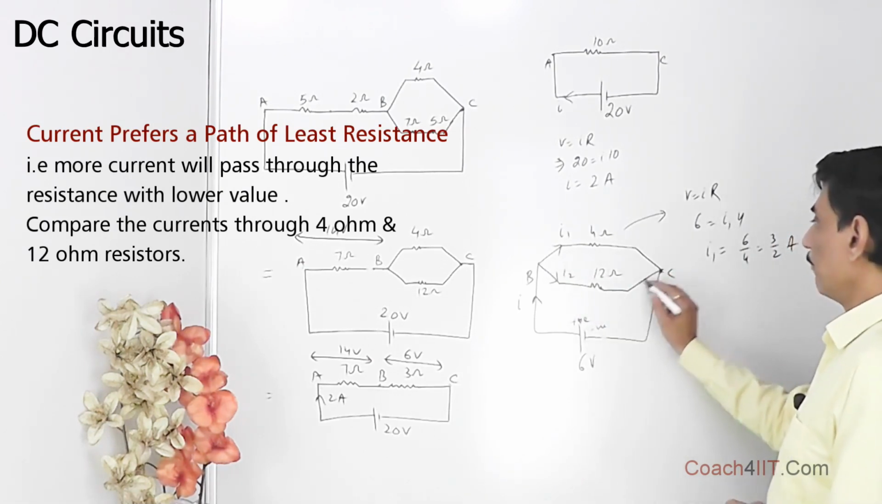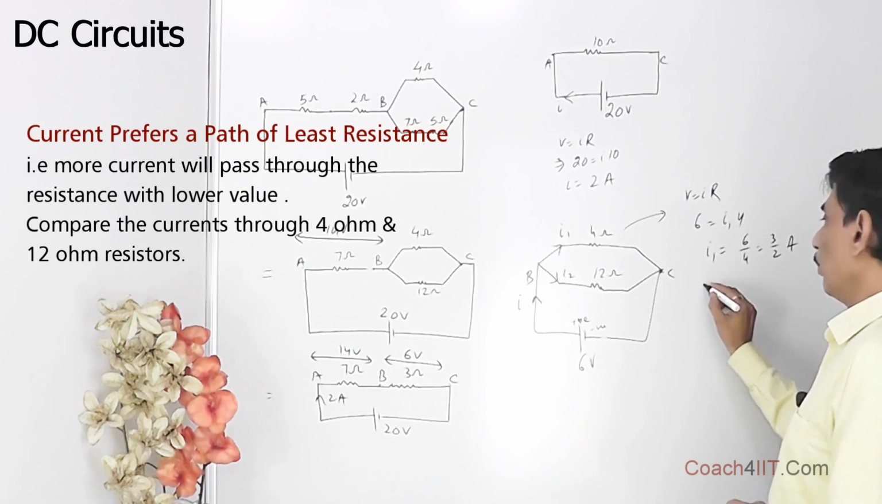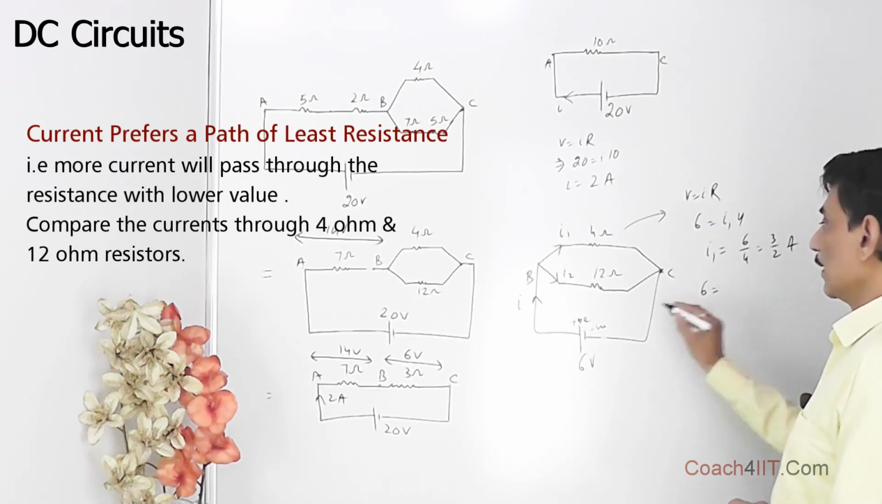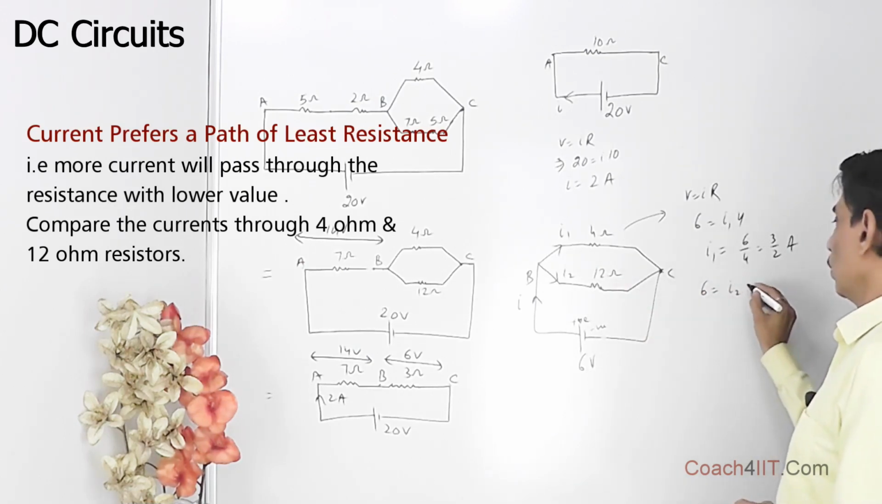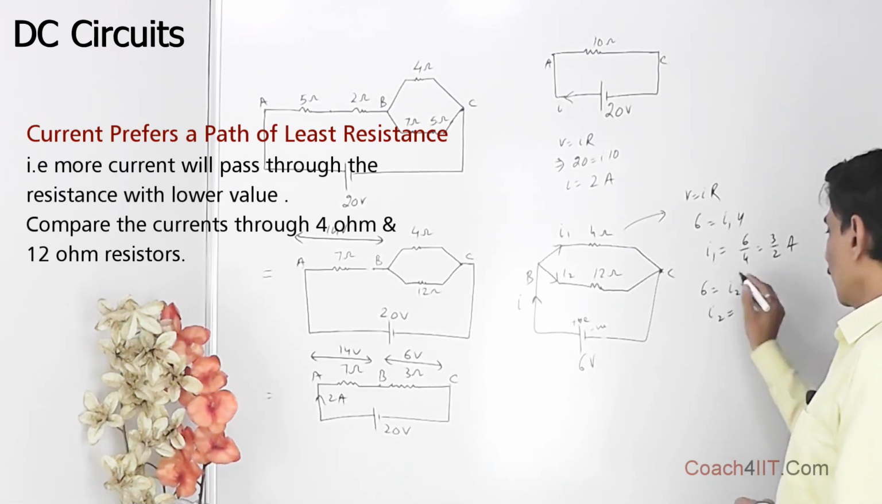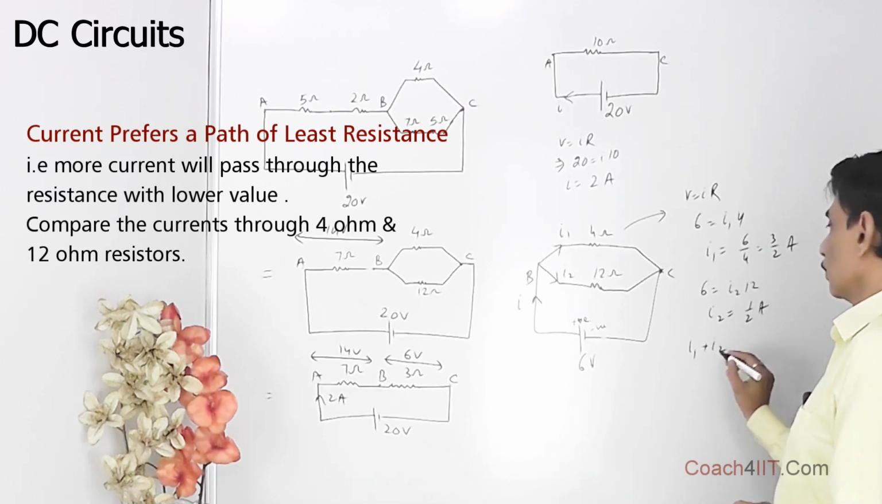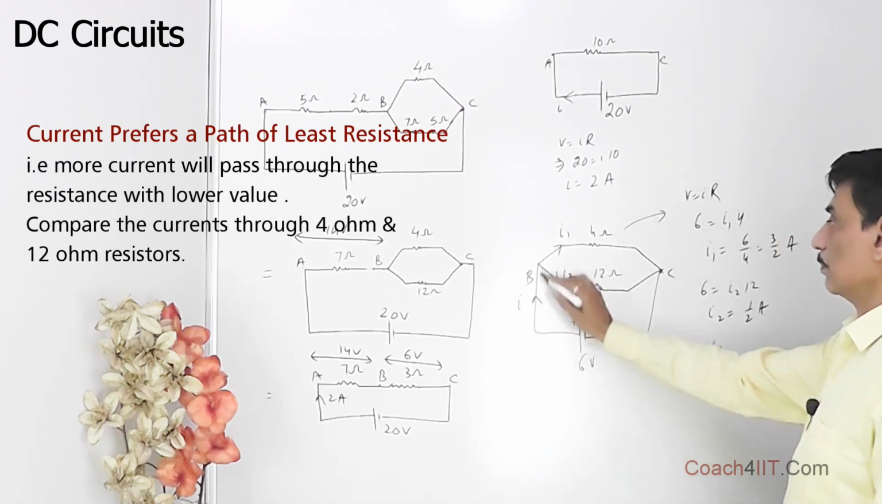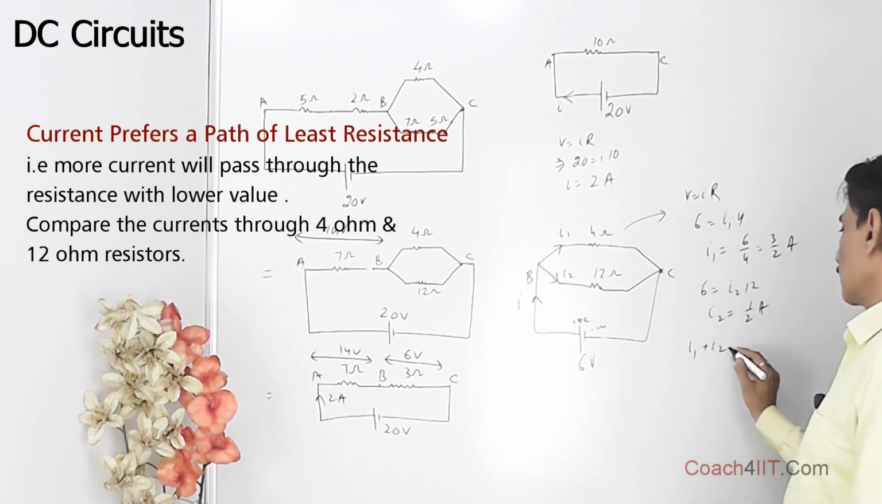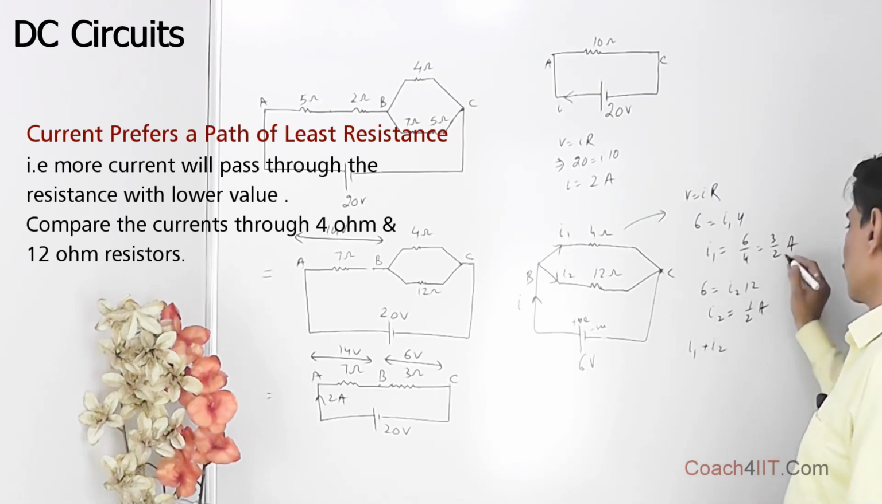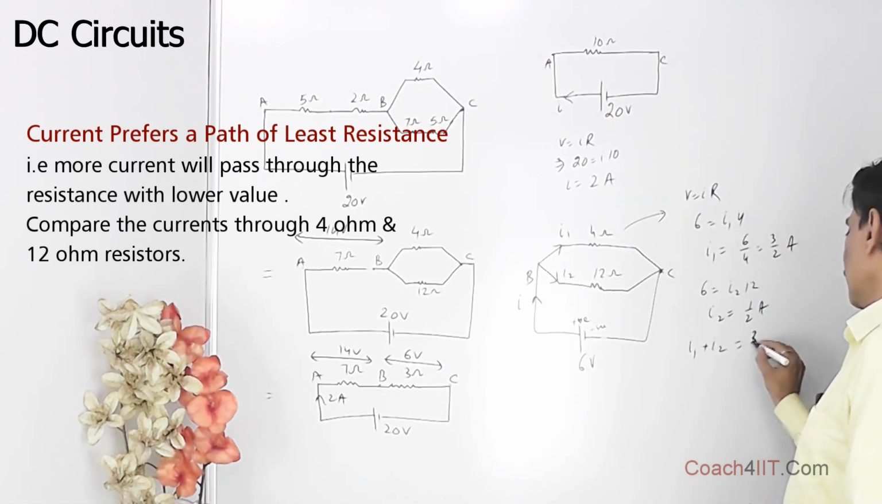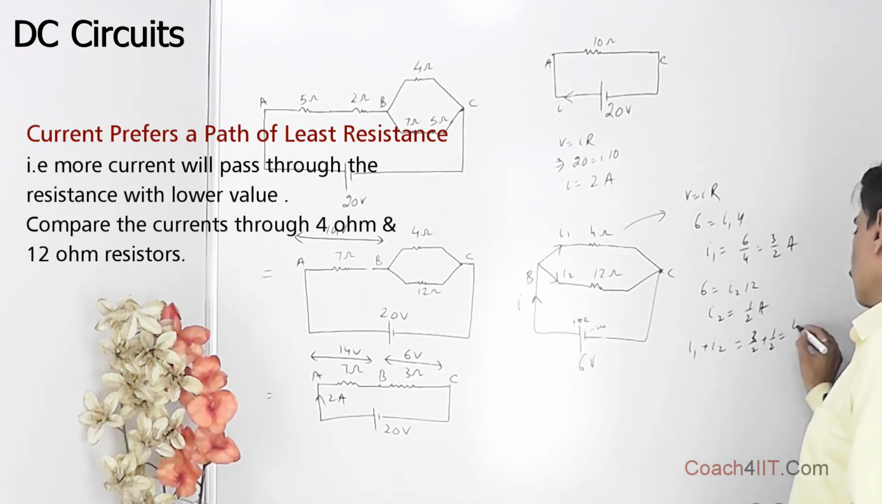If we are interested in finding I2, we say once again V is equal to IR, V is 6, I2 into R is 12. So I2 comes out to be 1 by 2 ampere. If we add I1 plus I2, that should be the current which is passing through this. So I1 plus I2, that is 3 by 2 plus half, equal to 4 by 2, which is 2 ampere.